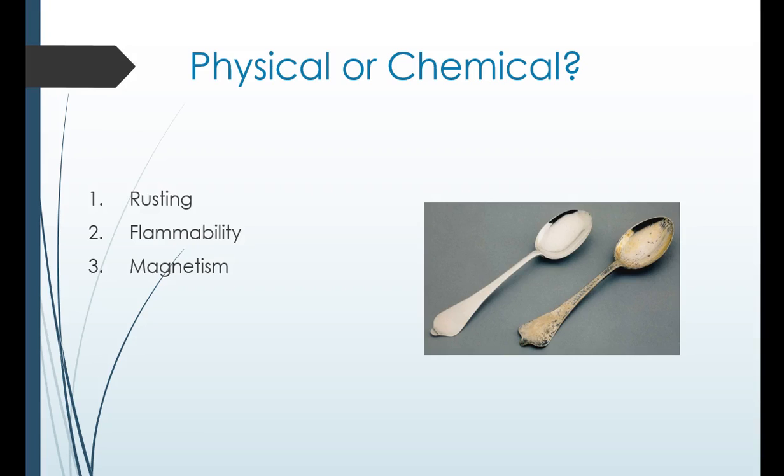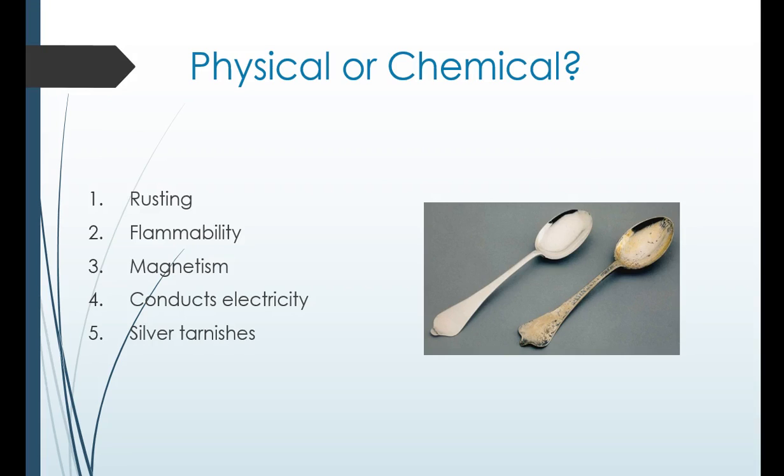Magnetism, however, is not going to change my substance into something new. So whether or not it's magnetic is a physical property of that matter. Conducts electricity. Again, the ability to conduct electricity does not mean that my substance is going to change to a new form or a new type of matter. So conductivity is a physical property.